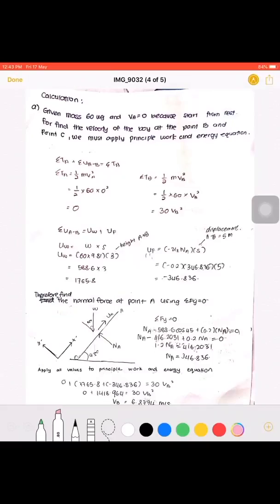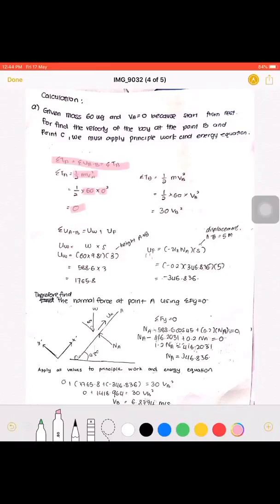Okay, we will find VB first. By using the principle of work and energy, which is this one, we can find the velocity at B. By using this formula, which is the kinetic energy, 1/2 mv squared, m is the mass, which is 60 kg. VA is 0 because it starts from rest. So here is the answer.